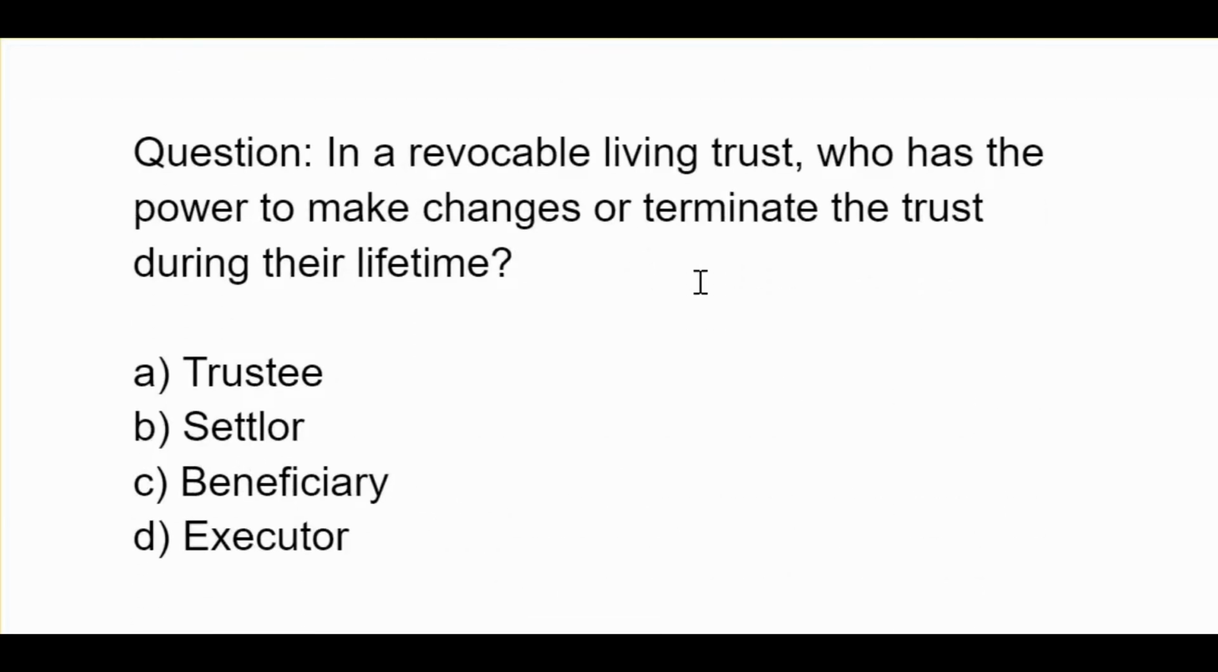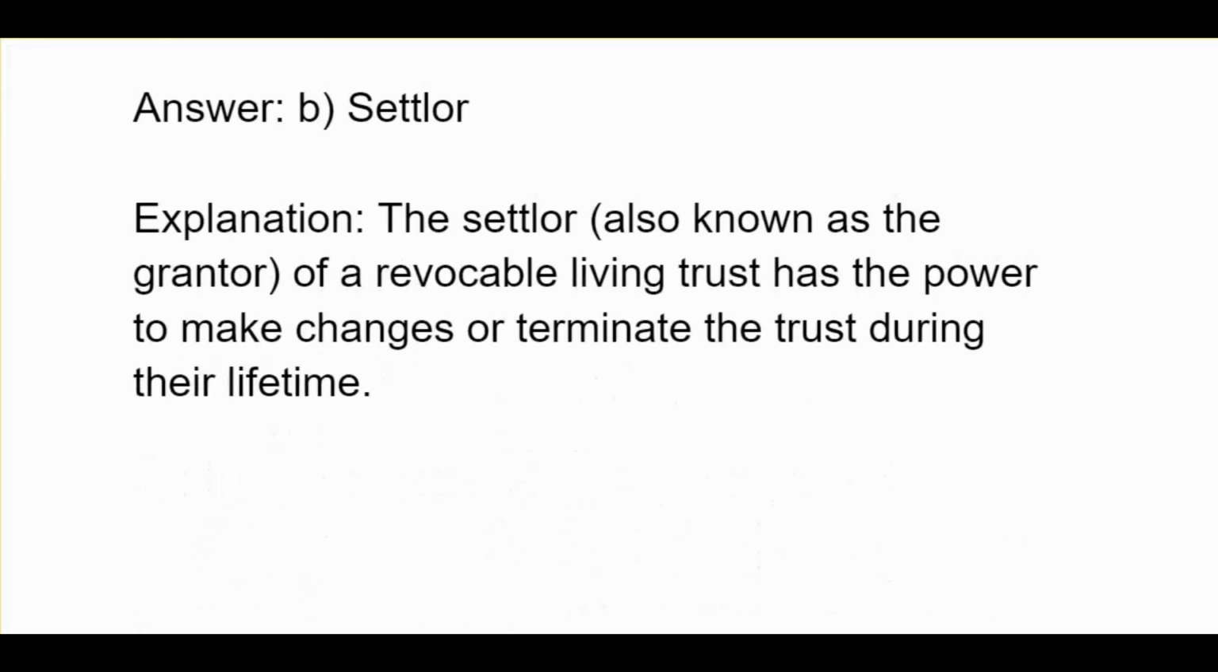In a revocable living trust, who has the power to make changes or terminate the trust during their lifetime? A. Trustee, B. Settlor, C. Beneficiary, D. Executor. Settlor. The settlor, also known as the grantor of a revocable living trust, has the power to make changes or terminate the trust during their lifetime.